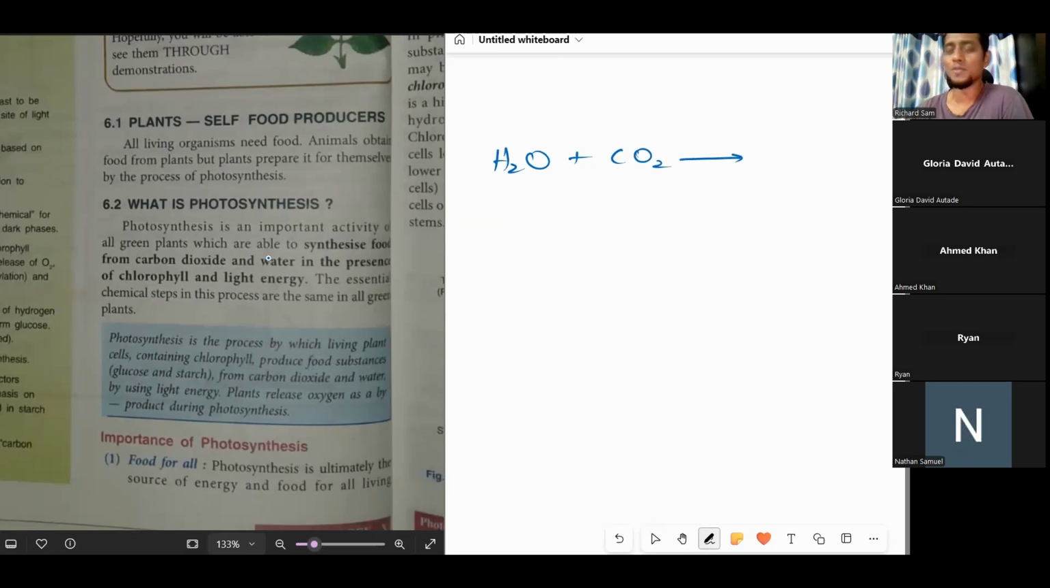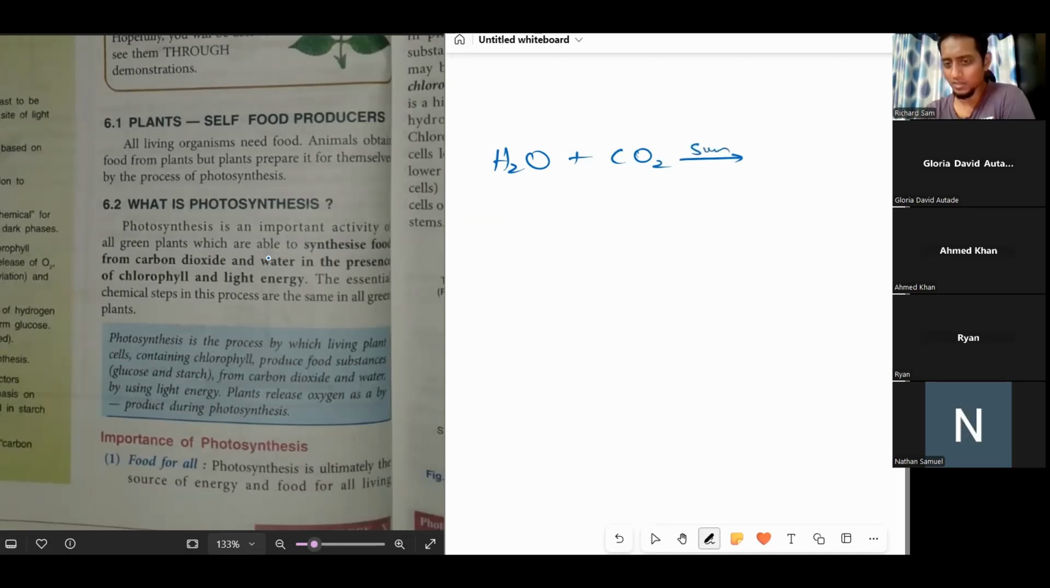Also, somewhere it says that we should not call leaves the kitchen, because in the kitchen we prepare... Anyway, okay, we can call leaves the kitchen of the tree, because that's where the food is prepared. Okay, and the two things that are required.